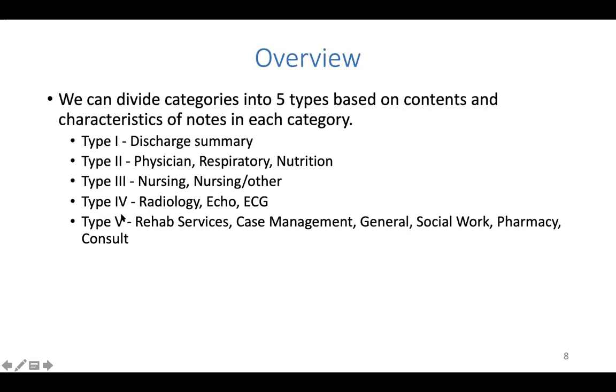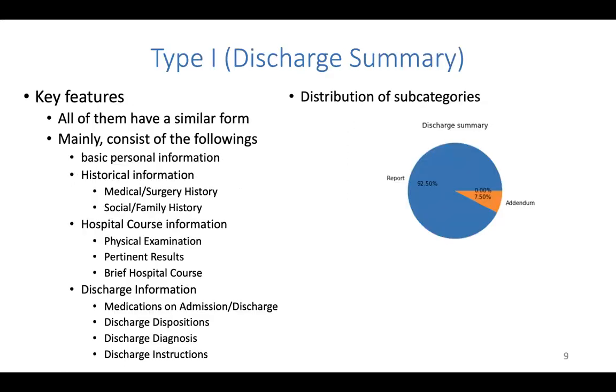Type 5 are etc. So rehab services, case management, general, social work, pharmacy, consult. Those are related to some supporting or auxiliary services done to the patient, rather than giving drugs or doing procedures or operations. These are all a bit more supporting roles. So there are five types, and let's take a look at each type, maybe briefly, because we still have a bit more to cover.